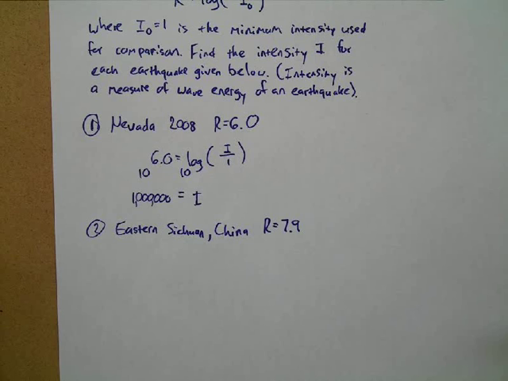Kind of interesting here, right? We start with a Richter scale of 6.0. The intensity is 1 million. We go up 1.9 points on the Richter scale, so only increasing by 1.9 points. But then the intensity goes up to 79.4 million. We'll say 79.4 million. So it's really 79,432,000, and so on and so forth.